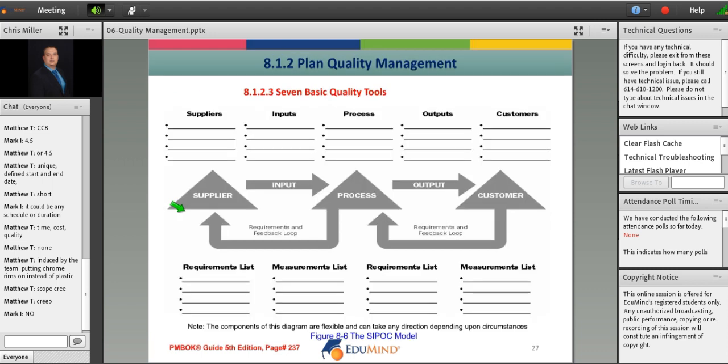All right, this is what a SIPOC model looks like. Just kind of get an overview of it. Again, I don't think you'll see one on the exam, but at least know what it is. And you can actually see it in the PMBOK on page 237. So just refer to that.